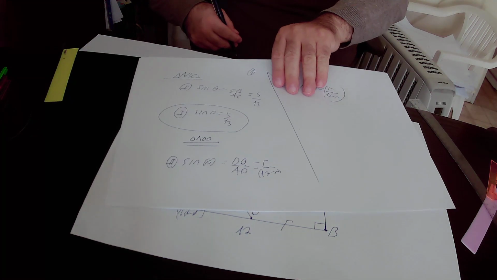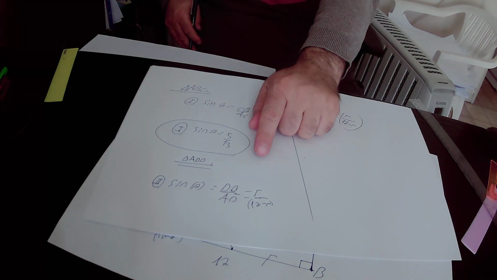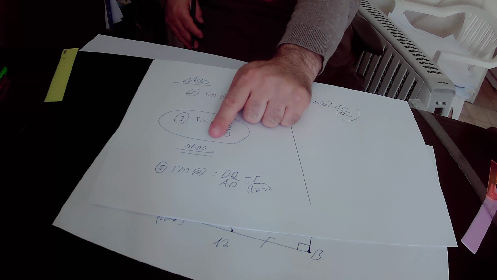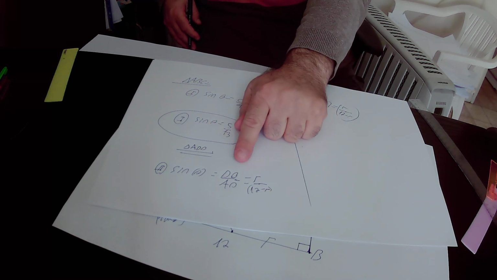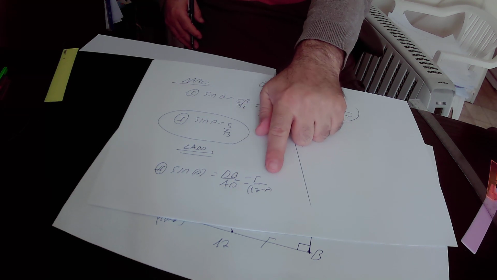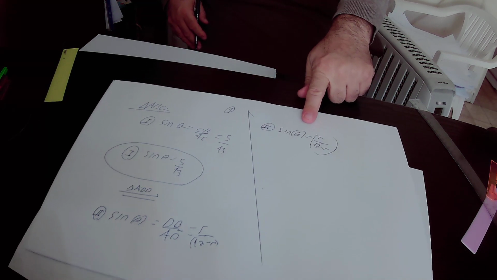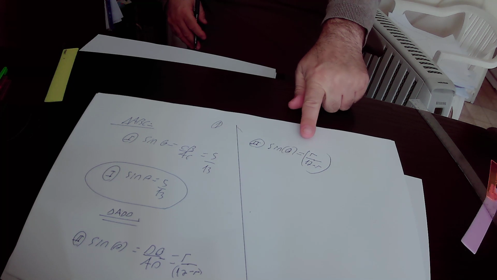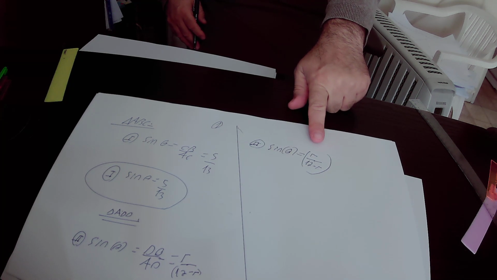I'll repeat again. If you focus on the right triangle ADO, sine of theta equals DO over AO, but DO equals R and AO equals 12 minus R. So in conclusion, according to equation number 2, sine of theta equals R over 12 minus R.